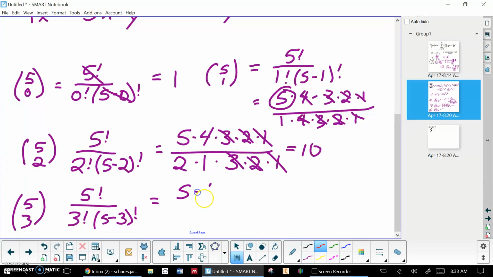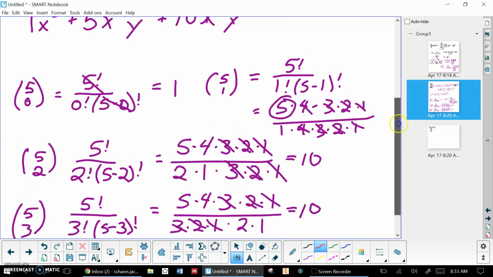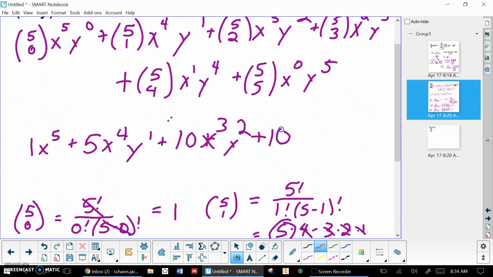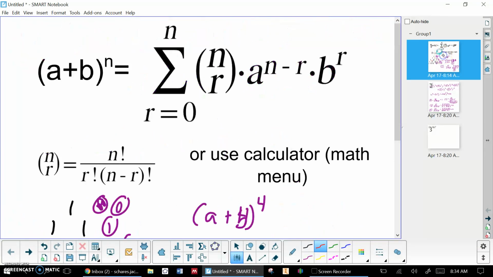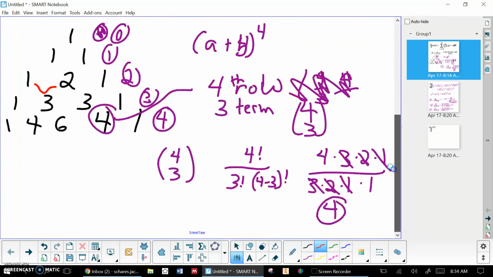So on top, we're going to see 5 times 4 times 3 times 2 times 1 again. On the bottom, 3 times 2 times 1, and 2 factorial is 2 times 1. And you'll see 3, 2, 1, 3, 2, 1, and 20 over 2 is 10. So we get the exact same thing. And you'll notice that from Pascal's triangle too. The rows are symmetrical. If we look down here, our next row would have been 1, 5, 10, 10, 5, 1. Scooted them over a little bit there, but symmetrical rows.